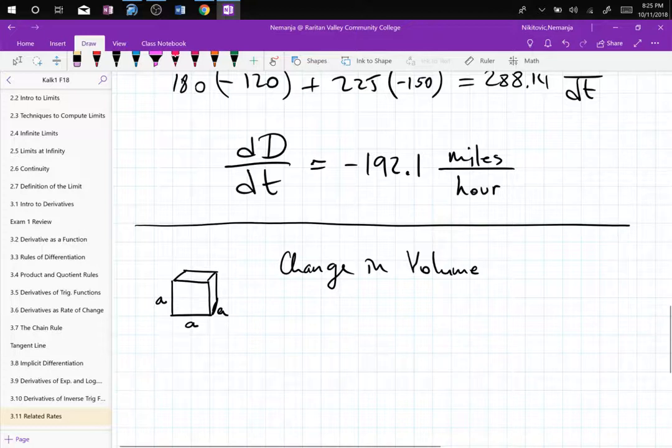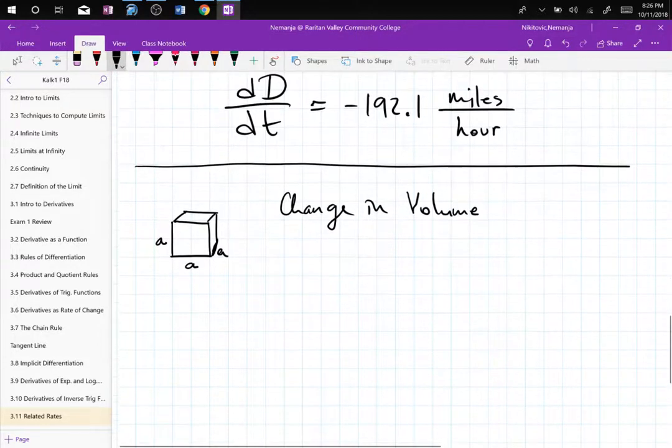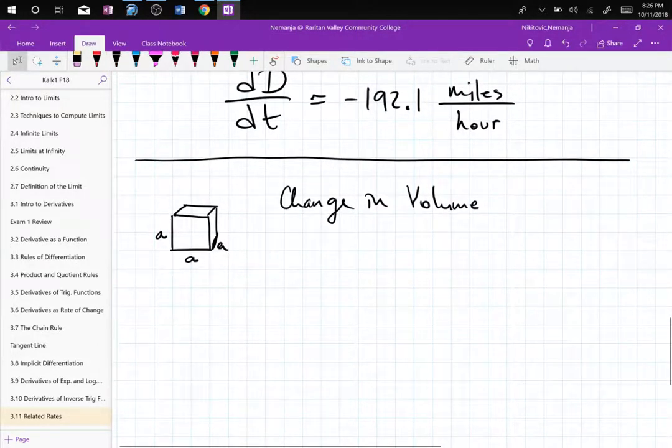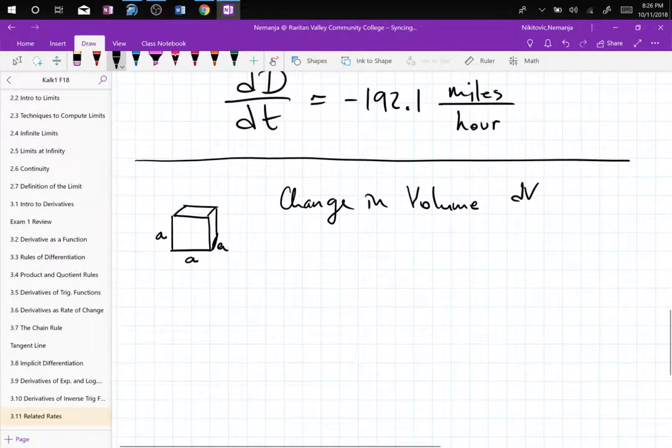What's happening with length of the side? What happens with the surface area? What happens with the volume? Yes? They're all shrinking, right? So you are expecting a negative change in volume. So change in volume, dV/dt.